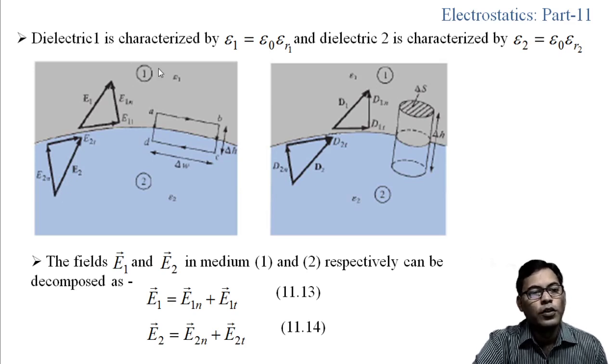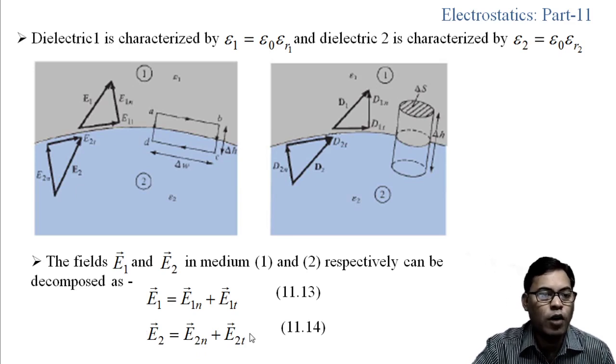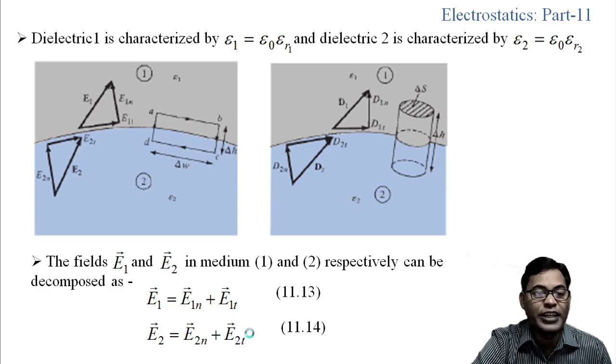So now the second point is we need to decompose E1 and E2. So E1 equals E1n plus E1t, and E2 is decomposed as E2n plus E2t. So one point is complete. Now we are going to apply the expression 11.10 on this diagram, and 11.11 we are going to apply in the second picture.